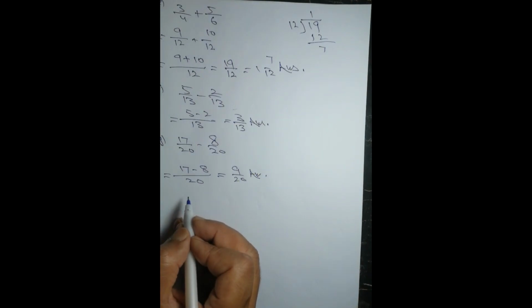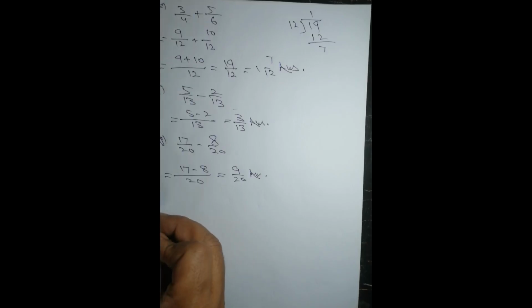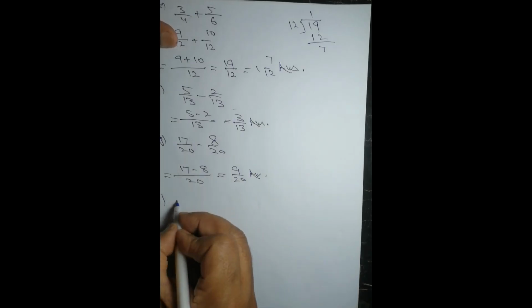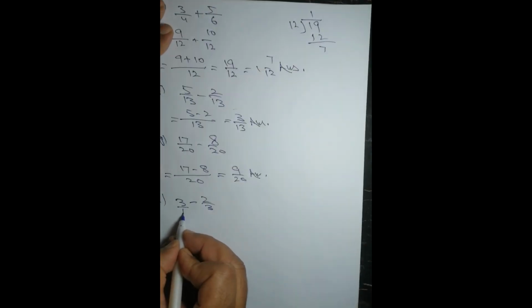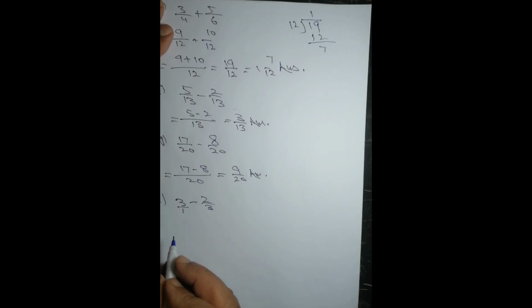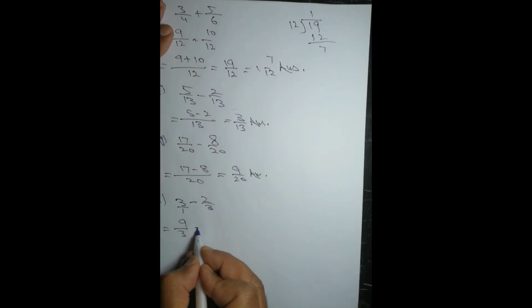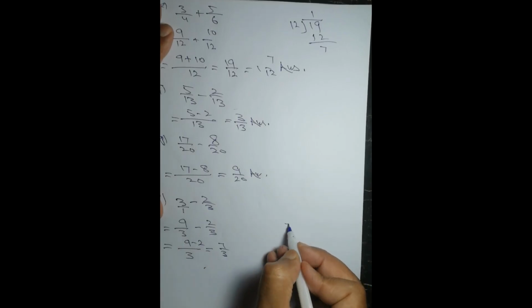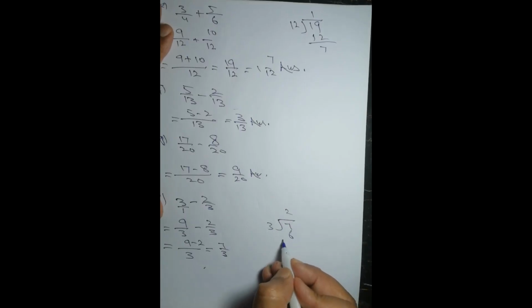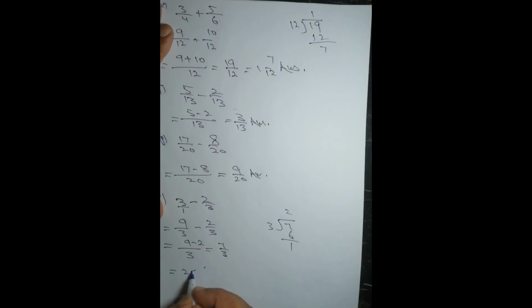Now part H, this is 3 minus 2 by 3. So here only 3. We can write 3 by 1 if there is nothing, so the denominator is 1. So now make this denominator 3. So we will multiply 1 by 3. This will be 3. This will be 9 minus 2 by 3. So now the denominator is the same. 9 minus 2 is equal to 7 by 3. This is improper form. So 7 divided by 3, 3 2s are 6, 1 remainder. So that is equal to 2 whole 1 by 3. So this is the answer.